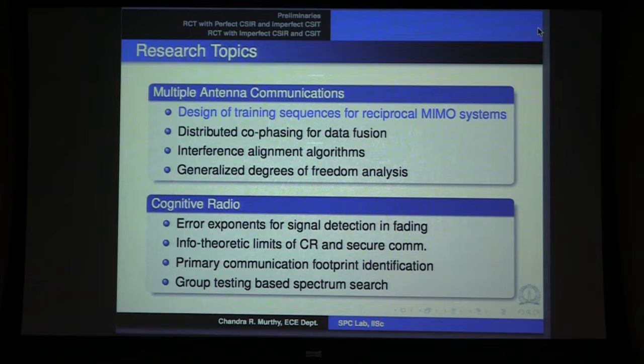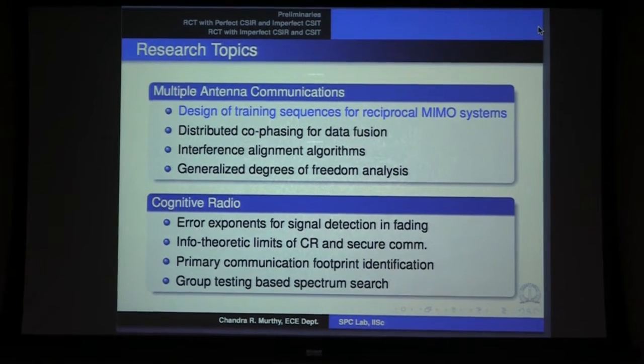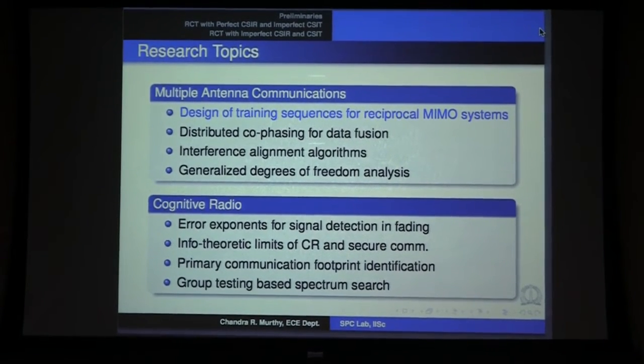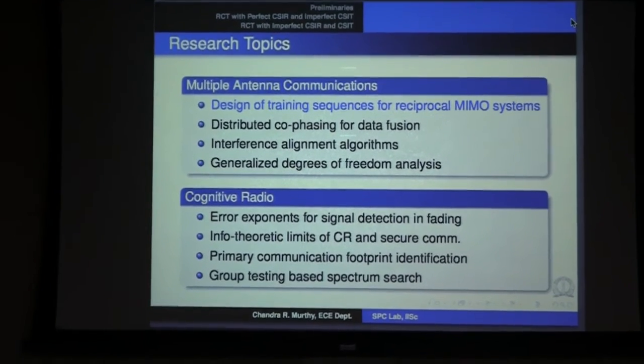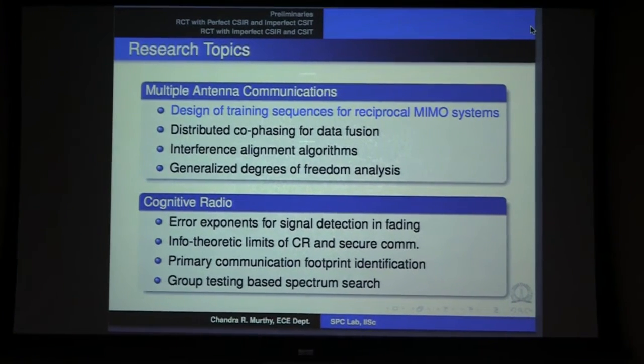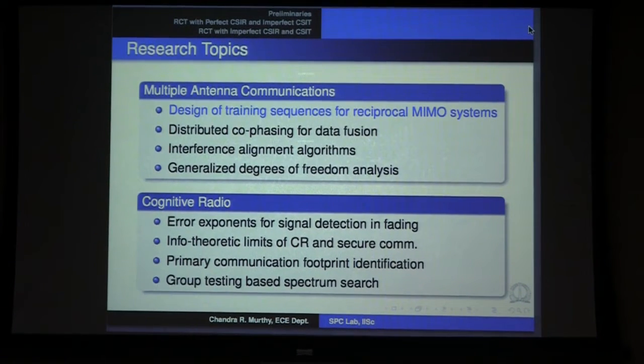We've also looked at some information theoretic limits of cognitive radio, where we've used the cognitive radio channel model proposed by Natasha Devroye and others. And we've looked at the same model under a secure communications setup, where you want to make sure that maybe the cognitive receiver is unable to decode the message of the primary transmitter, etc.